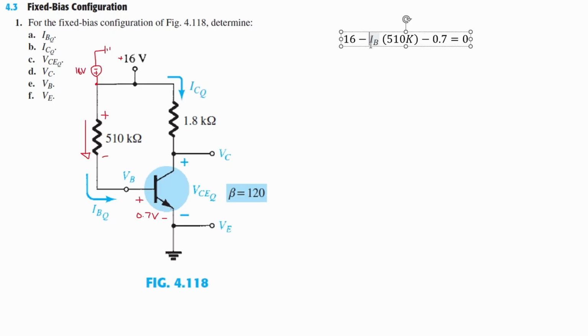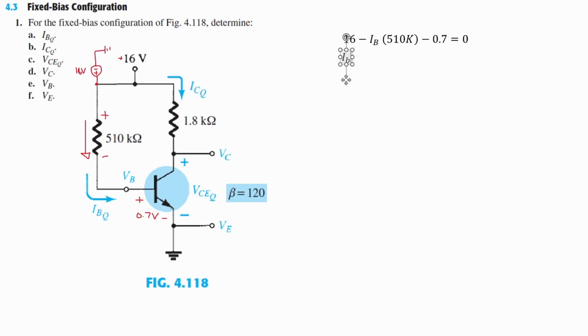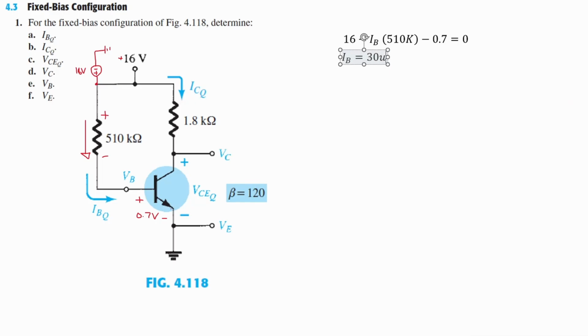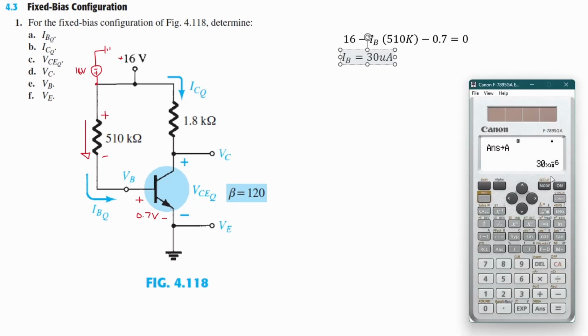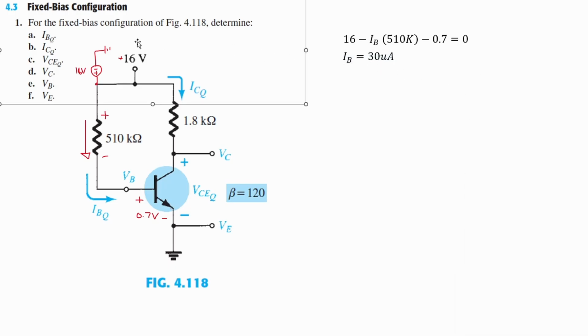So, here, we have IB is equal to 30 microamps. Ayan. 30 microamps. Okay, so we have solved IB. Next, how do we solve IC?